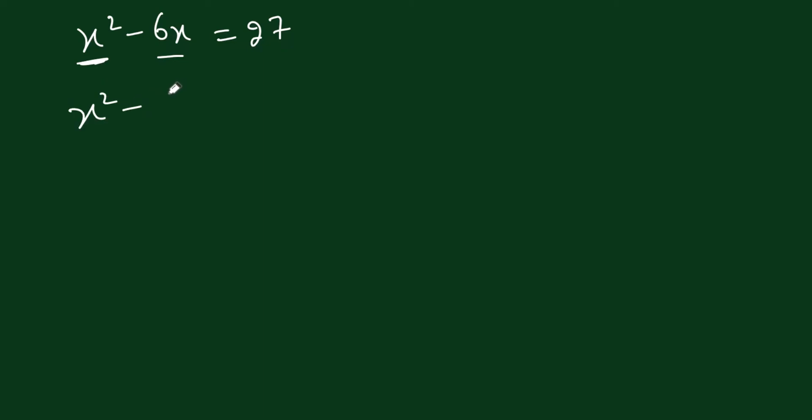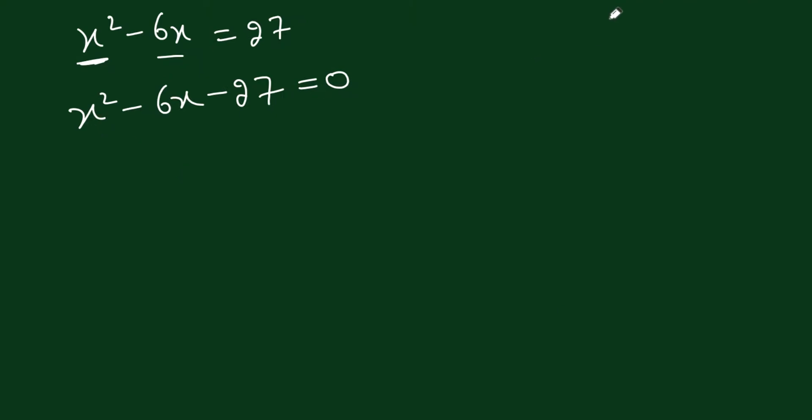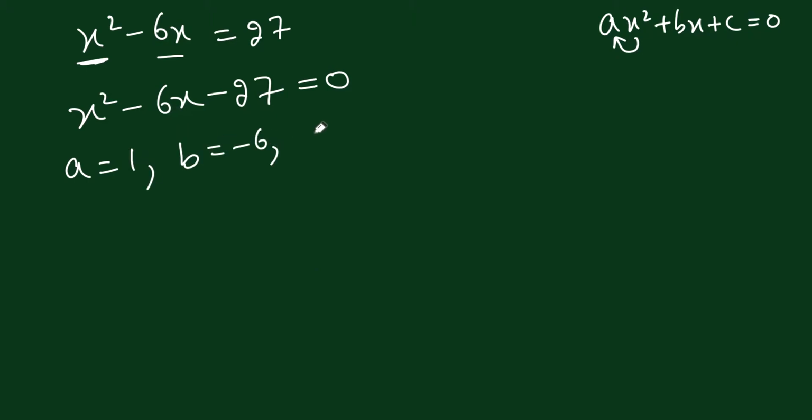So I'll write x square minus 6x. 27 is positive, it goes to the left side and becomes negative. And what remains on the right side? Nothing, means 0. The right side has to be 0 in a quadratic equation. Now if you compare ax square plus bx plus c is equal to 0 with this, you can see here what a is. a means whatever is in front of x square, the coefficient of x square. You can see nothing is there, so it's 1. So a is 1, b is minus 6 and c is minus 27. So we got our a, b, c.